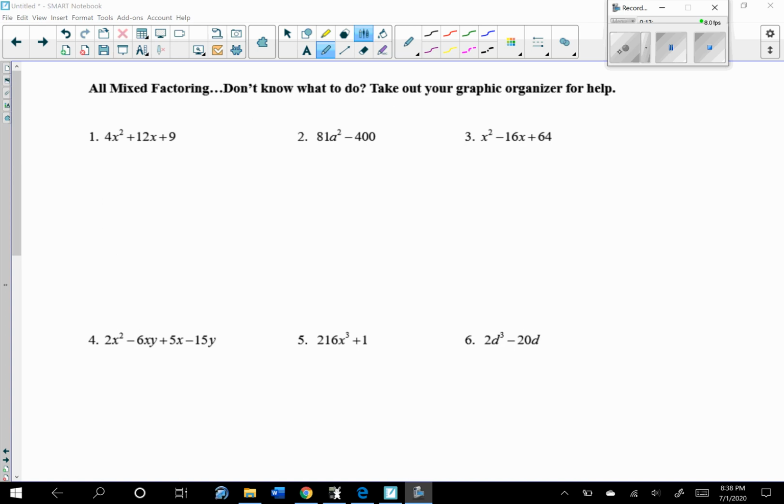So since these are all mixed factoring, you can go ahead and pause the video. You can take out that graphic organizer and use that to help you. And then when you're done, you can unpause the video and we'll take a look.